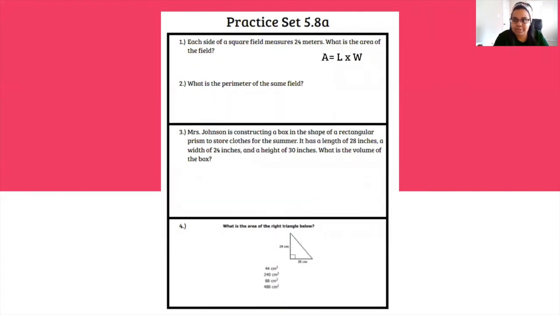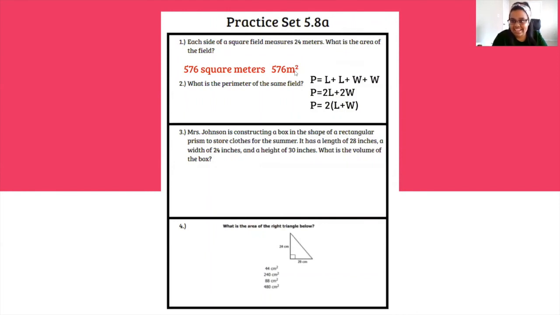Problem number 1, you should have used the formula for area, and your answer was 576 square meters, and you could have written that either way. Problem number 2, you could have used any of the formulas for perimeter, and your answer there was 96 meters, which you also could have written either way.